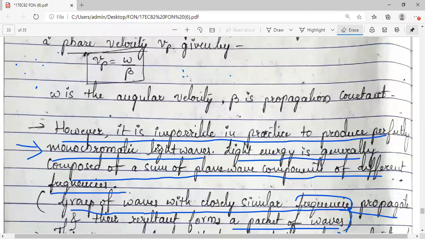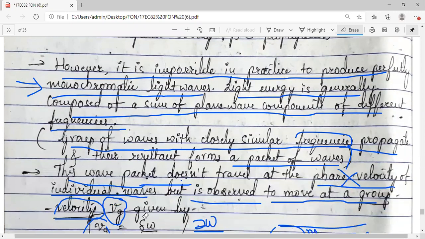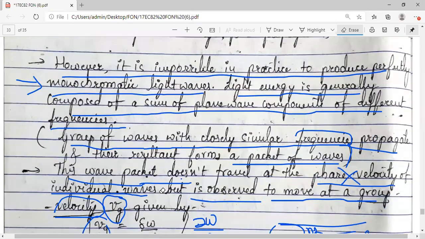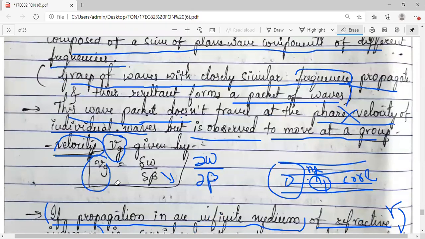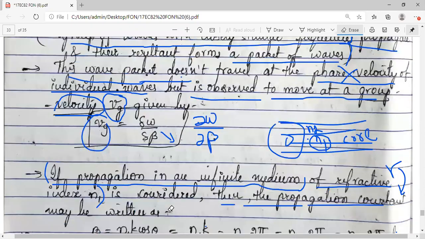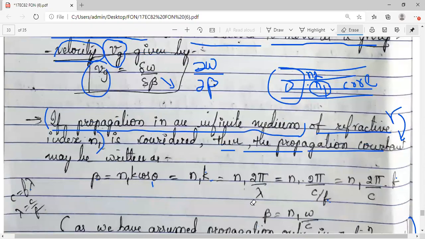But when it comes to practical use of optical fiber for communication, it is not possible that light will have only a single monochromatic light wave. So light energy will be composed of different components at different frequencies. Because of this, instead of phase velocity, we go for group velocity. This was the discussion, and Vg is given by dou omega by dou beta. Now coming into the expressions, what will be the expressions for phase velocity and group velocity we are talking about? We are discussing that now.